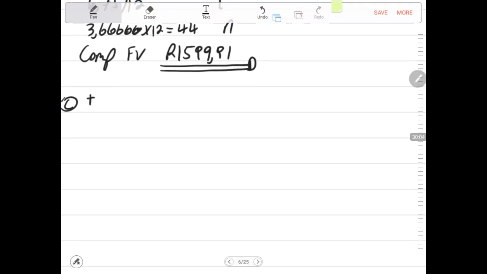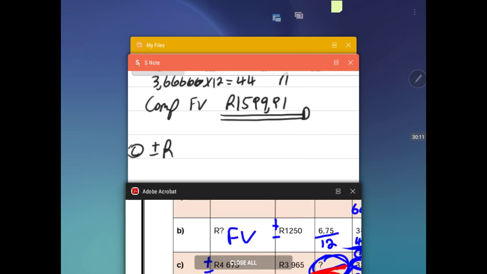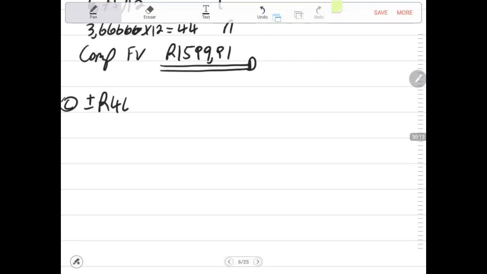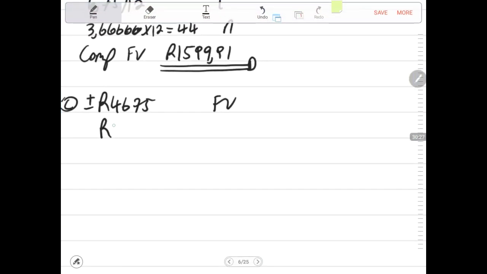Now let us go further with our calculations. We have plus minus our future value, and our future value is 4,675. Then we should have an amount of the present value, which is 3,965. 3,965 is our present value. Then we have our n, and we know that our n is 11.